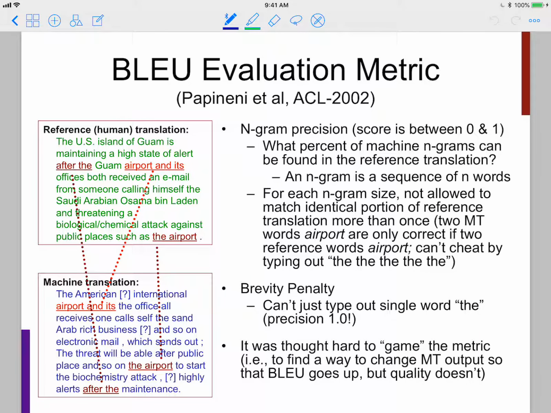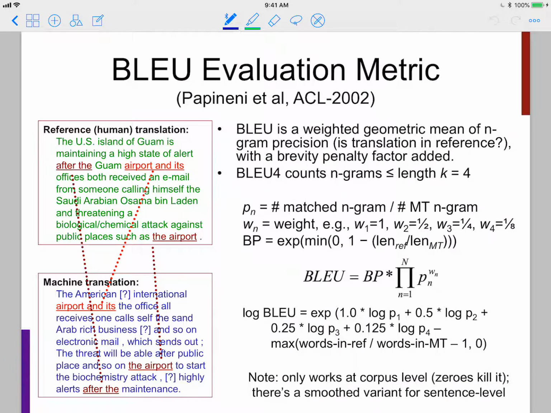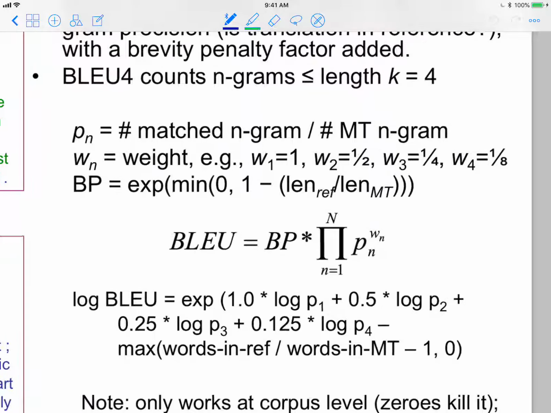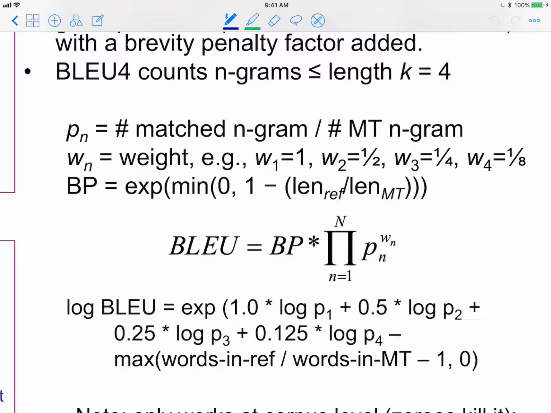Okay, and then the BLEU score. So the BLEU score is basically a geometric mean of the precisions: the unigram precision and the bigram precision and the trigram precision and so on.